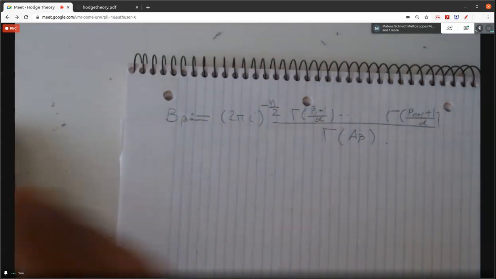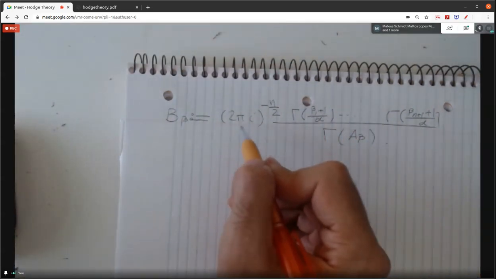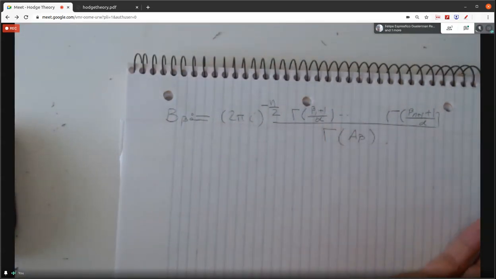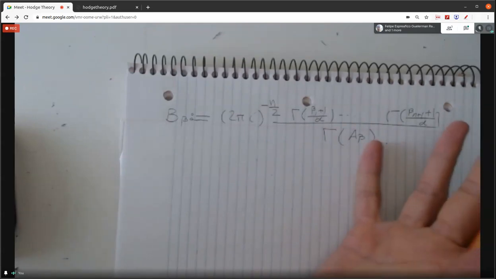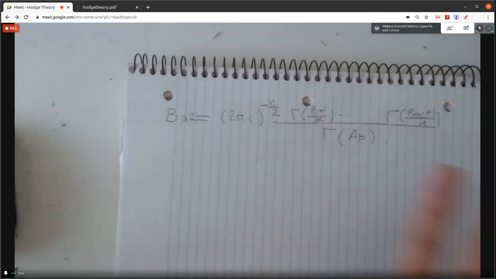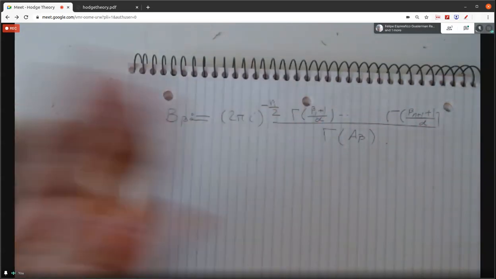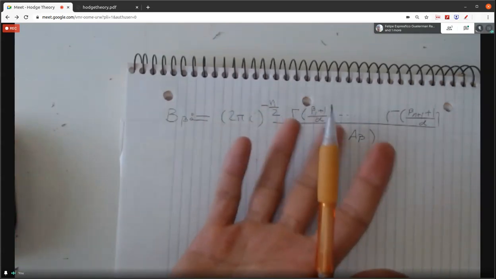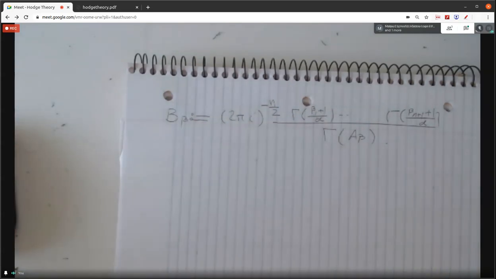So a priori, you see that this must be some transcendental number. I mean, the values of gamma factors are in general transcendental numbers. So by looking at its expression, there is no reason for this to be an algebraic number.